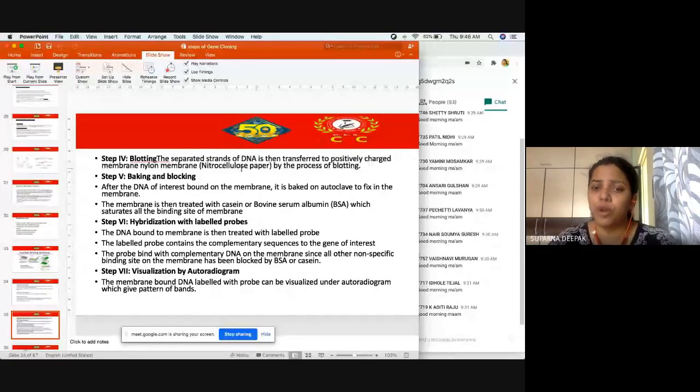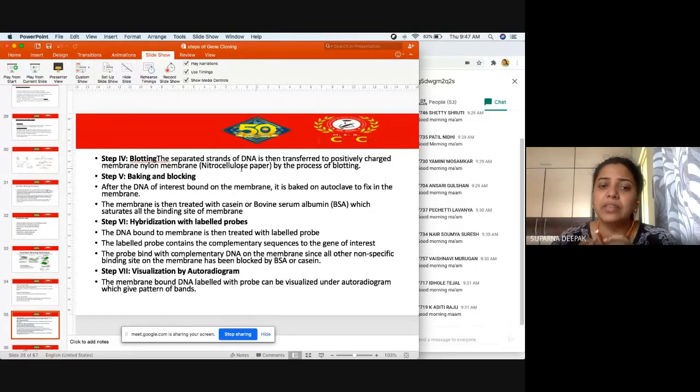The process of blotting, I have just explained to you how the water molecules are moving, and this movement will definitely be facilitated by the electric charge that is being produced. Then you have the baking and blocking. After the DNA of interest is bound on the membrane, it is baked in an autoclave to fix it in the membrane.